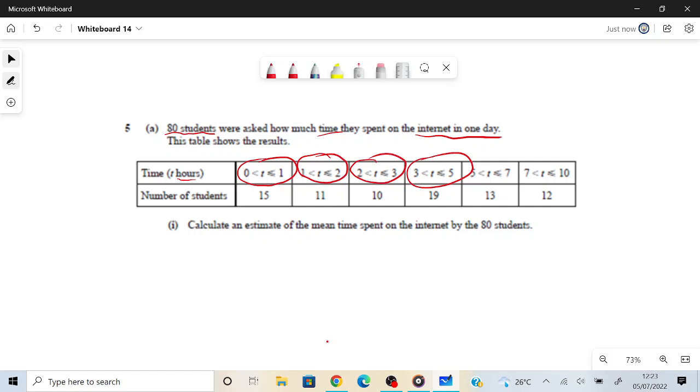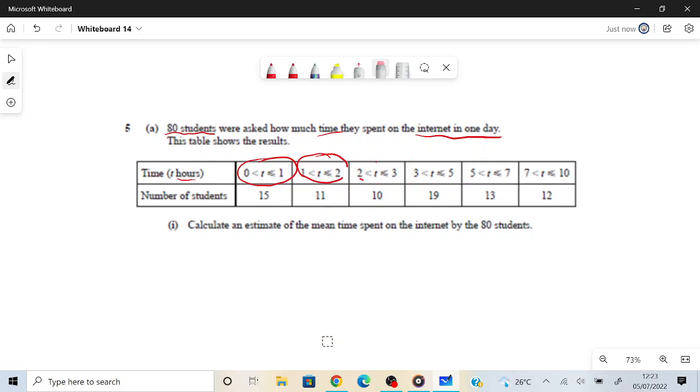The number of students shows the amount of people that fall into that category. From 0 to 1 hour, 15 students fall into that category. From 1 to 2 hours, 11 students. From 2 to 3 hours, 10 students. That's basically what they're trying to say.